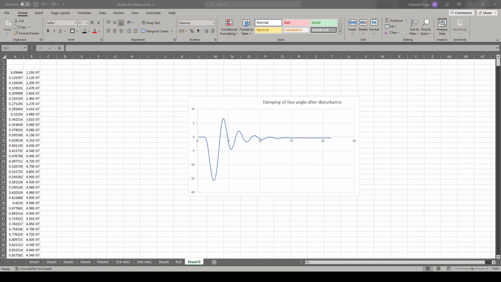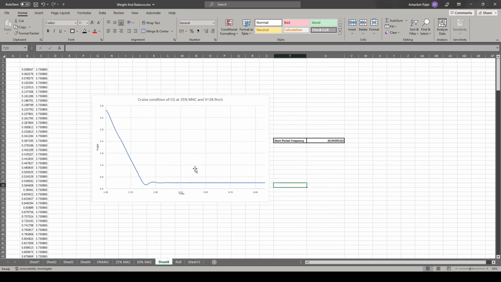It's clear that the damping in the yaw direction is much less than the damping in the pitch direction. This is easy to observe as it takes much longer time to achieve the steady state solution in comparison to this graph showing the time it takes to achieve the steady state solution in the pitch direction.